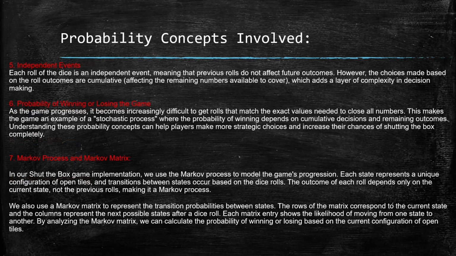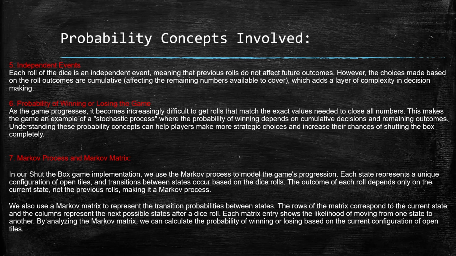Independent events. Each roll of the dice is an independent event, meaning that a previous roll does not affect future outcomes. Probability of winning or losing the game. As the game progresses, it becomes increasingly difficult to get rolls that match the exact value needed to close all numbers. This makes the game stochastic, or we can say a random process.